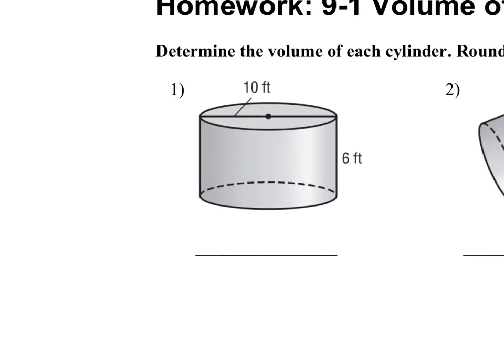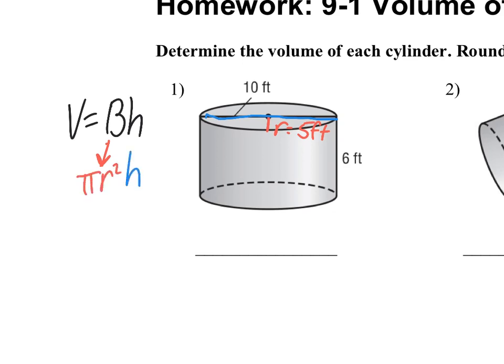This time around, we need a radius, but they gave us a diameter, which is that distance all the way across. So our radius is actually going to be 5 feet instead. So our formula is volume equals area of the base times the height. Area of the base is the same formula we've been using, pi r squared. And we'll do that times the height of our entire figure.